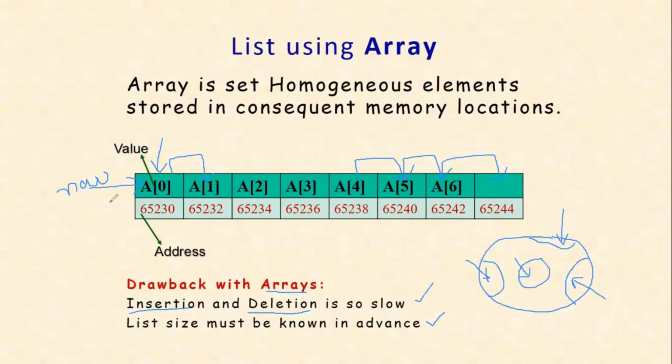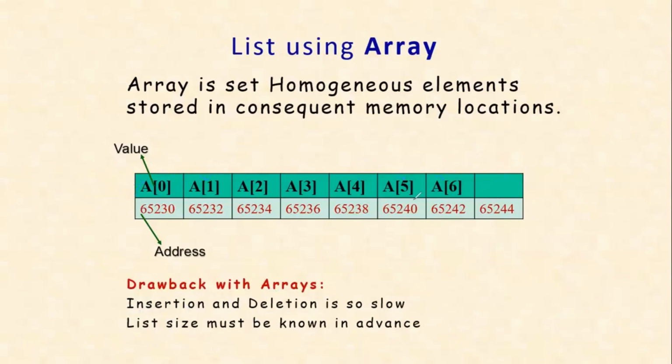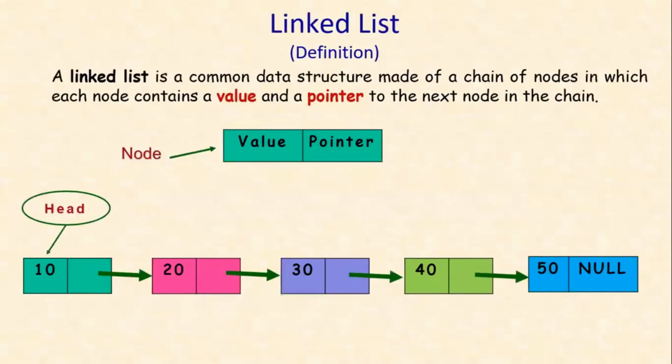Now what is an alternative? Let us see the alternative. Linked list. A linked list is an alternative for this. How could you define this linked list? A linked list can be defined like this.